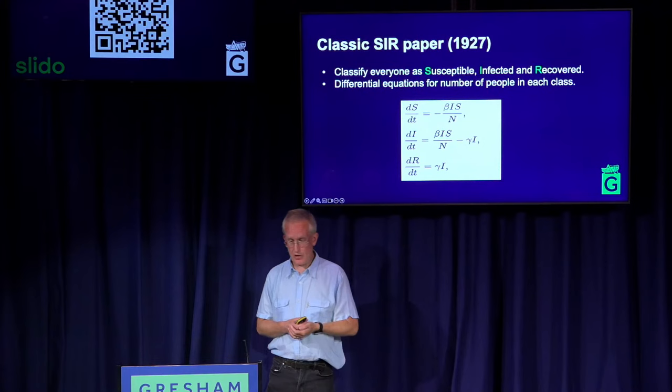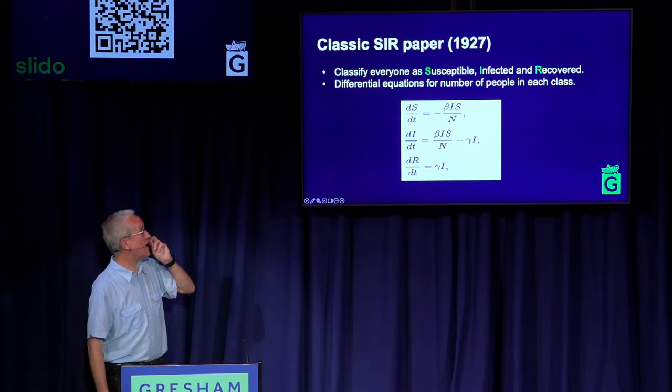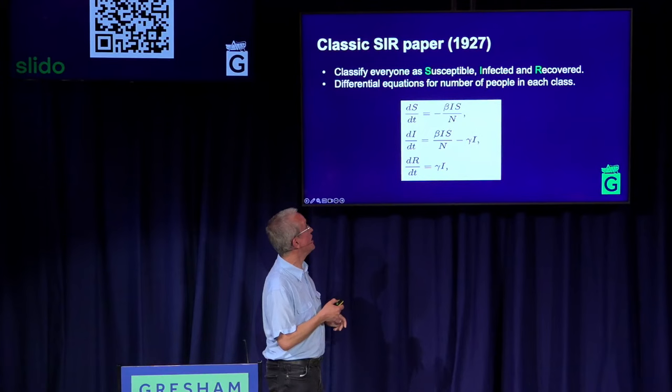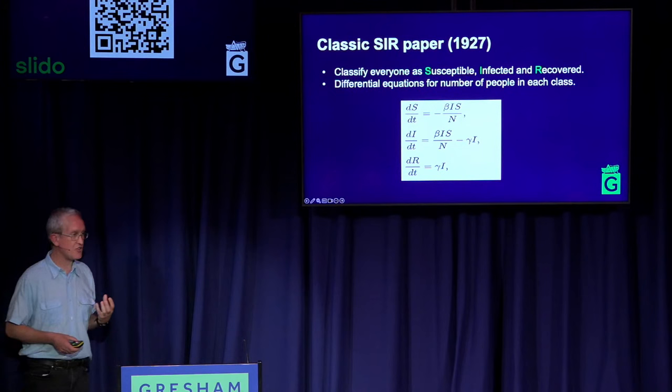So what Kermack and McKendrick, who wrote this paper, did was write down this set of equations that say how the number of infected, susceptible, and recovered people change over time. Now, they're all interesting, but the most interesting one is probably this one in the middle. This equation is saying how the number of infected people changes with time. That's the left-hand side, dI/dt. And what you'll see is that there are two effects here.